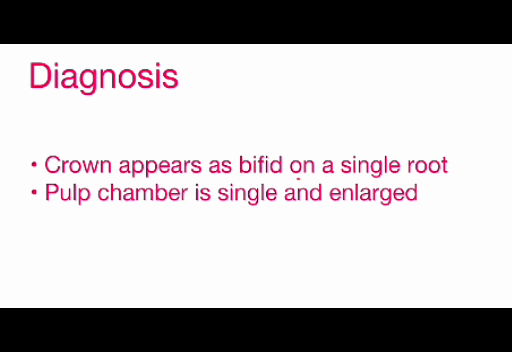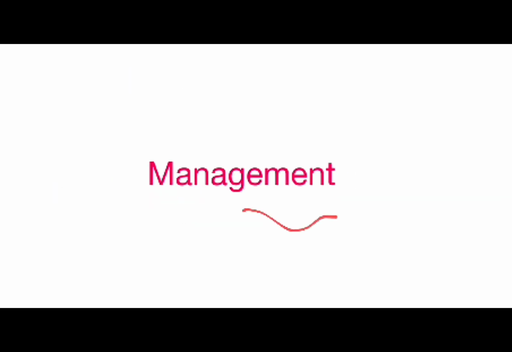Now, moving forward to diagnosis, how we can diagnose this situation during our clinical practice. We're going to see on clinical appearance that the crown is bifid and has a single root, and the pulp chamber is single and enlarged. So these are the features we usually appreciate, and this is how we can diagnose gemination easily.